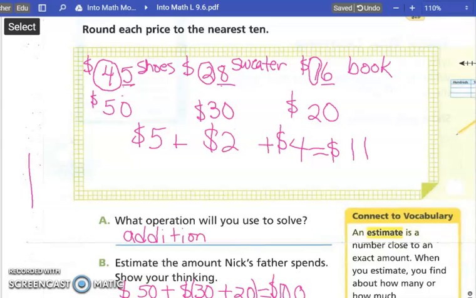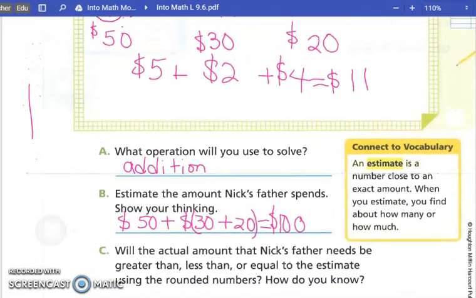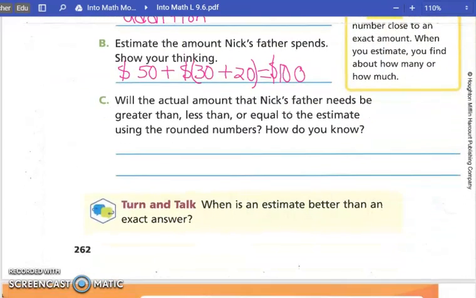Now we're going to go back. So we showed how we got that. Okay. So it says, will the actual amount that Nick's father needs be greater than, less than, or equal to? Well, we know our estimates are over, right? By $11. So here, the amount Nick's dad spent is going to be less than our estimate. So we can say less than our estimate.